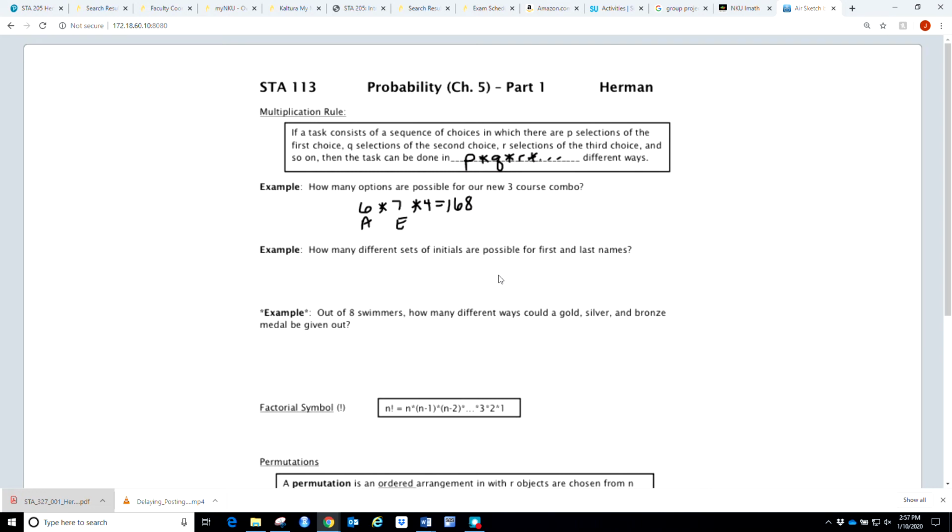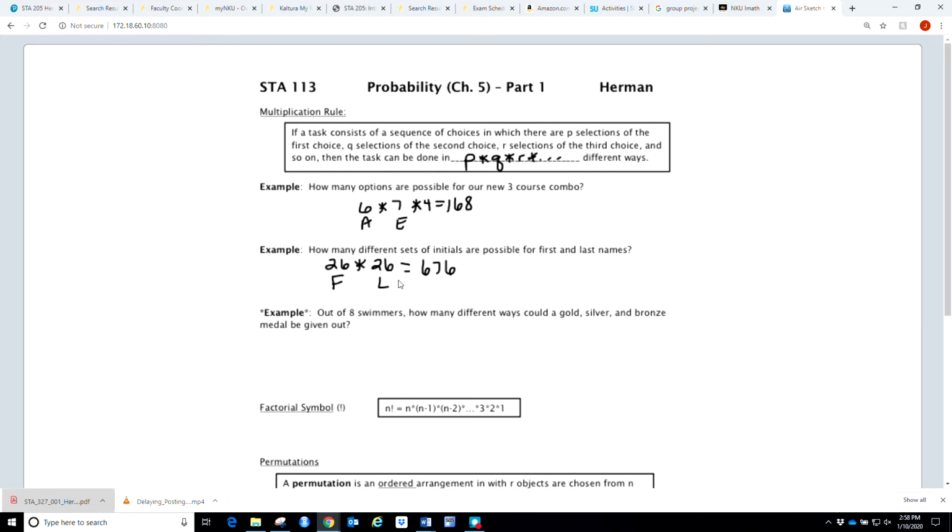For another example, how many different sets of initials are there for first and last name? So we're just going to have a first name and a last name. How many options for your first initial? Well, there are 26 letters in the alphabet. How many options are there for your last name? Well, there's also 26, because you could have the same letter for both. And then we're just going to end up multiplying those because we're getting a first name and a last name. So this would give us a total of 676 possible combinations for first and last name.